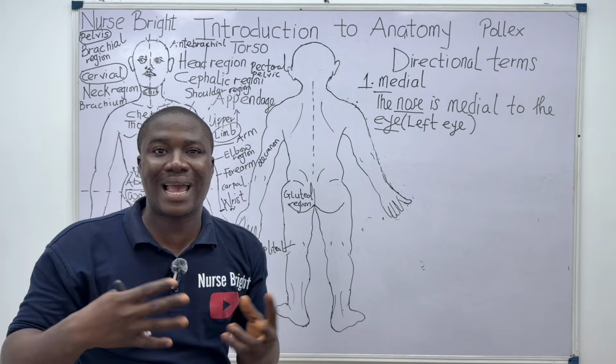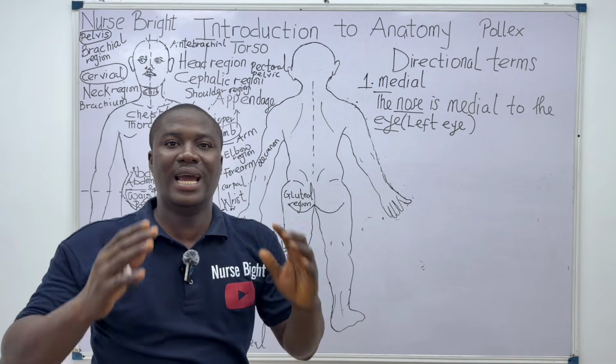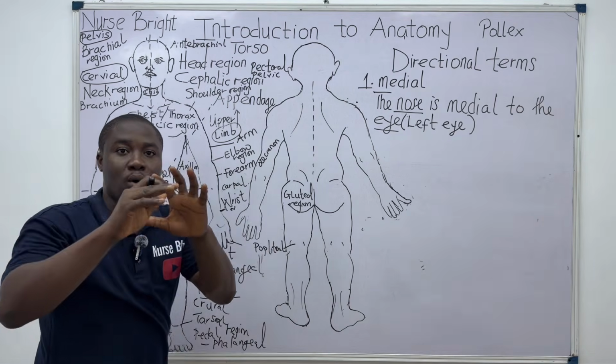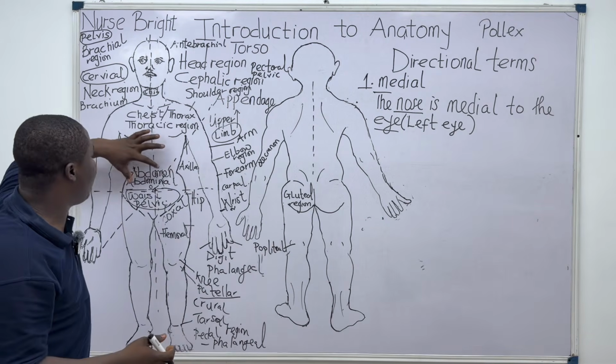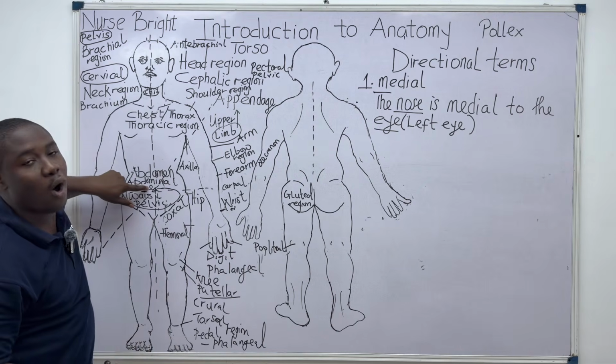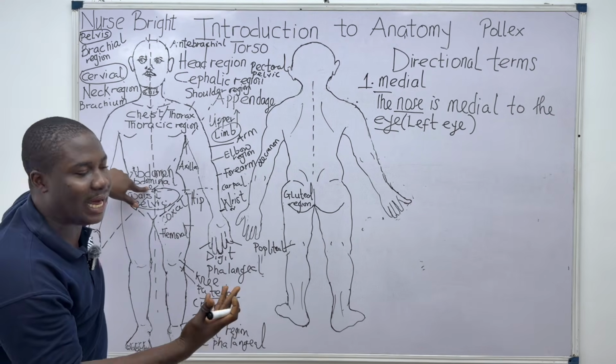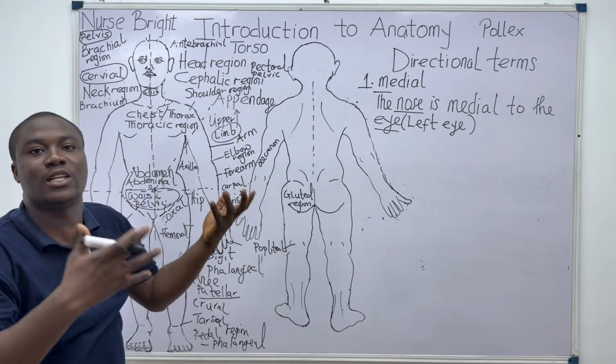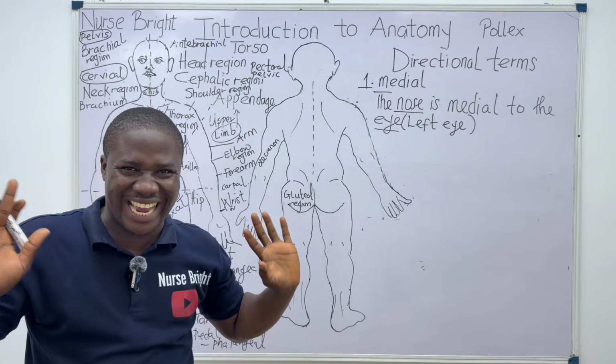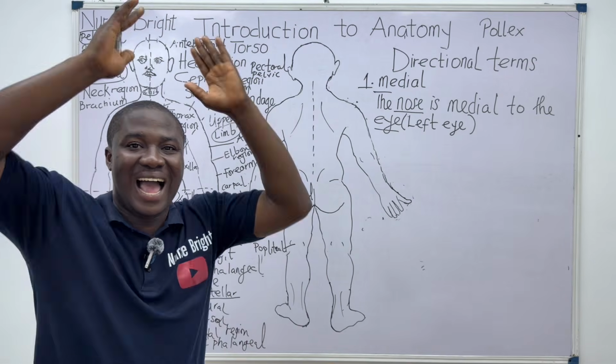That's why I'm taking my time to explain all of these things. They are very essential. Now, going over to another region like the abdominal region, the abdomen, this is your umbilicus. Now, relating the umbilicus and the hip, the umbilicus is medial to the hip. Hope it's making sense. You can see all these things are not hard at all.